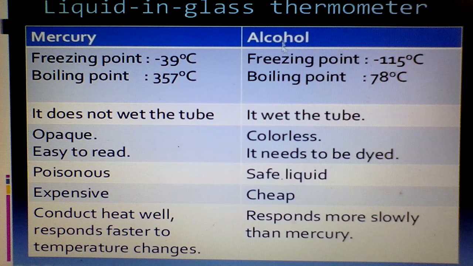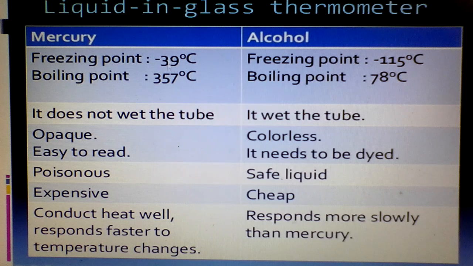And this one is alcohol. The freezing point is negative 115 degrees Celsius. Boiling point is 78 degrees Celsius. It wets the tube, colorless, and needs to be dyed. You must put color if you use alcohol in the thermometer. Safe liquid, cheap, responds more slowly than mercury.